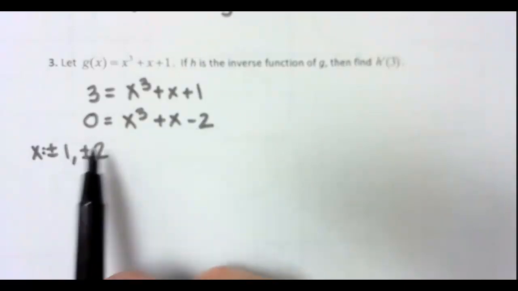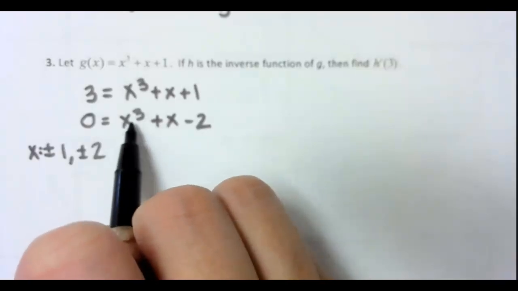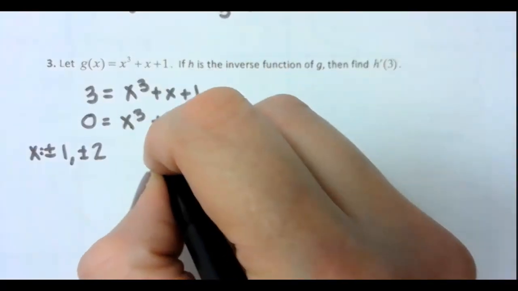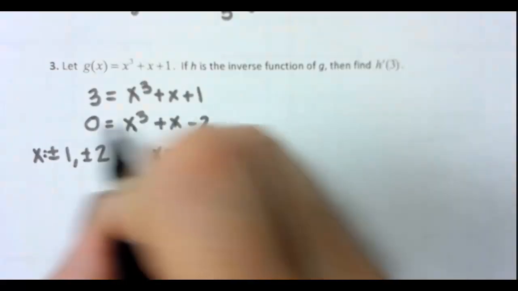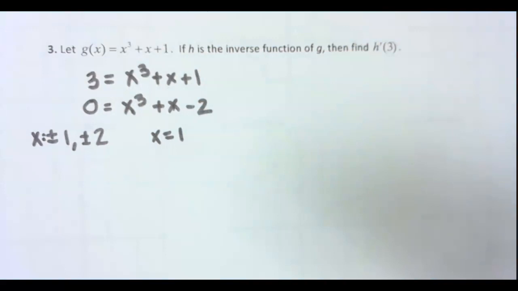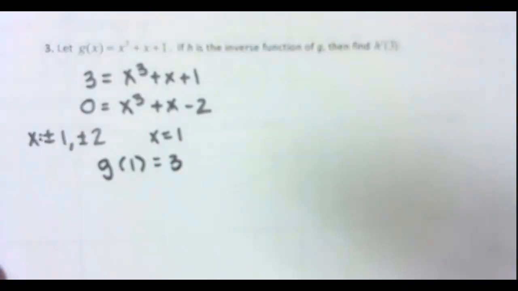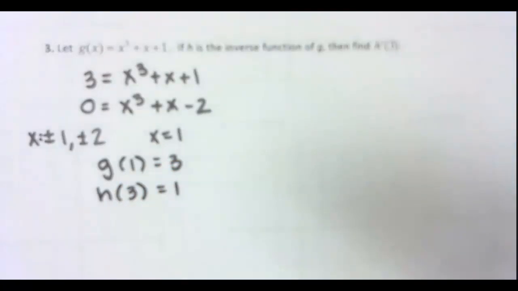So factors of the last are 1 and 2. The first is 1. And again, I can look at this and say, okay, 1 plus 1 is 2. 2 minus 2 is 0. So at x equals 1, I'm going to get 0. So what that tells me is g of 1 is equal to 3, and h of 3 is equal to 1. So again, g of 1 is equal to 3, so h of 3 is equal to 1.